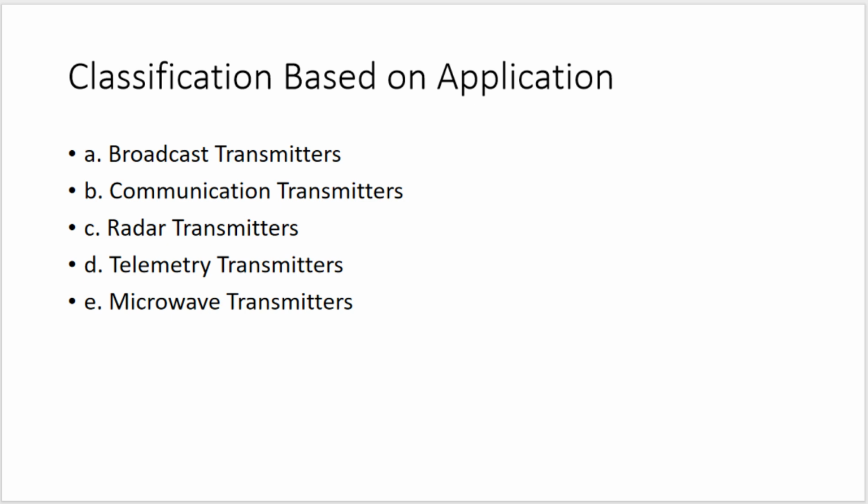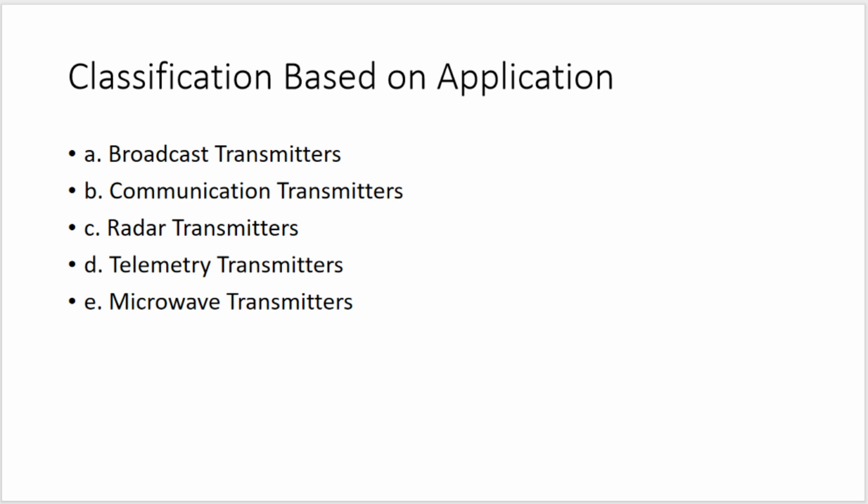Point B, the communication transmitter. Its function is to transmit signals for two-way communication. Types are mobile phone base station transmitters, walkie-talkie transmitters, and satellite communication transmitters. Applications are telecommunication, satellite communication, and emergency services.